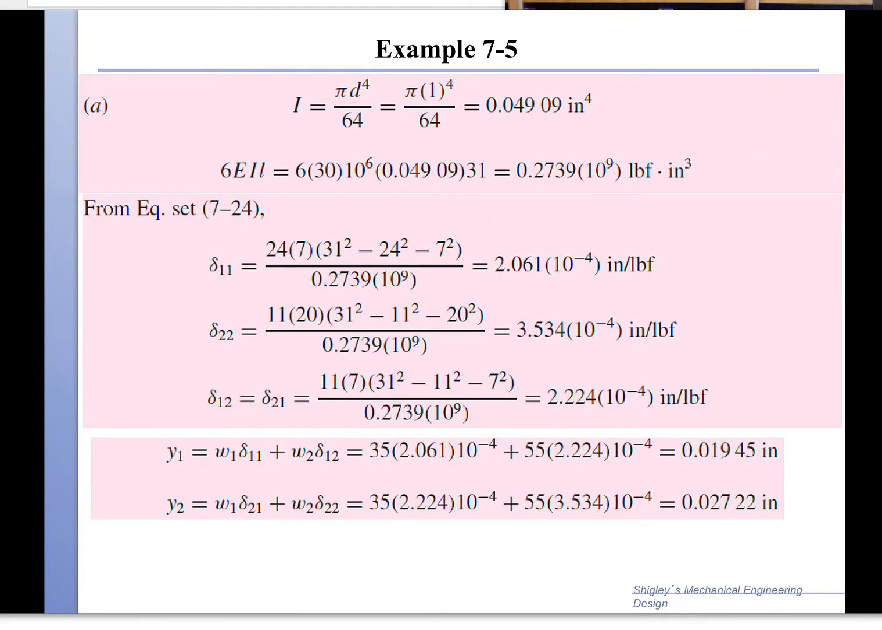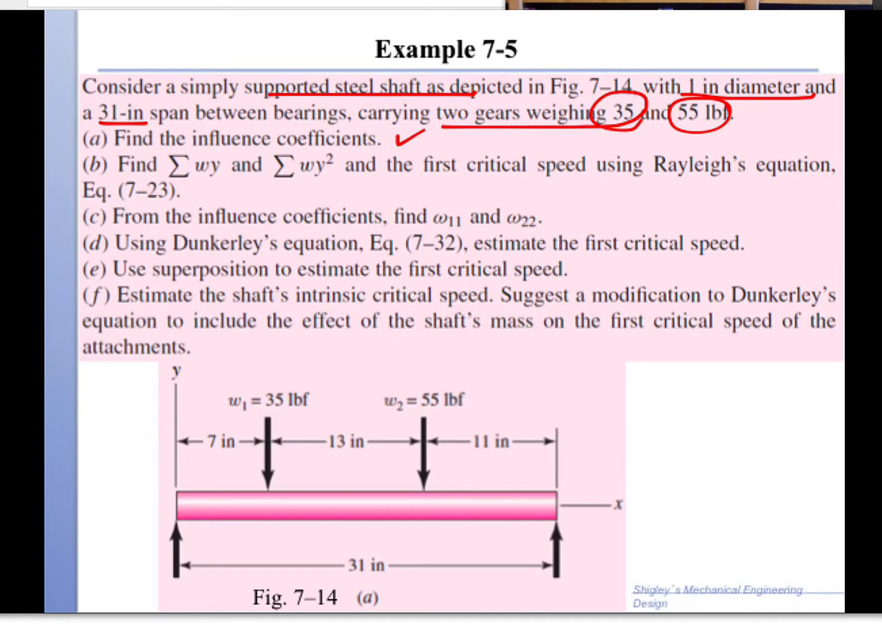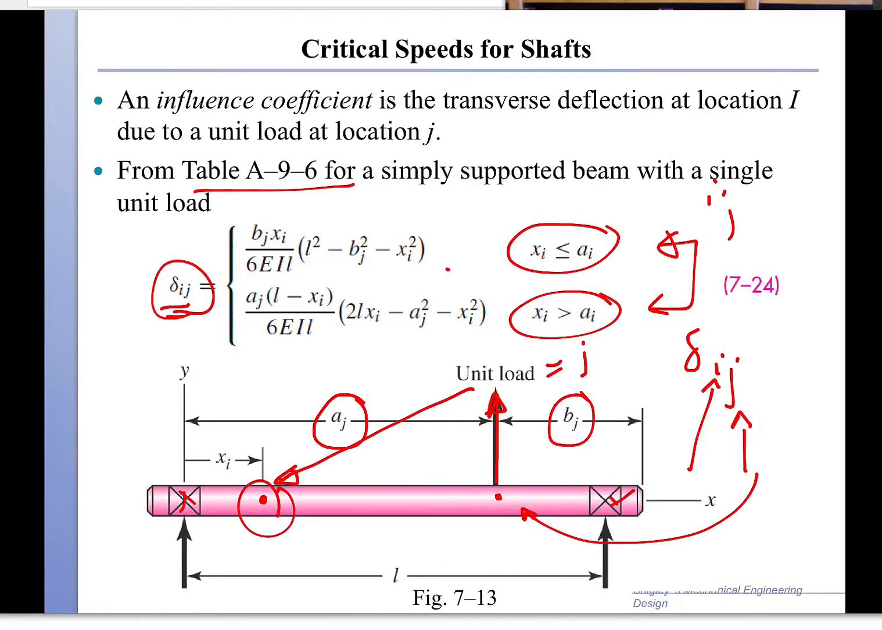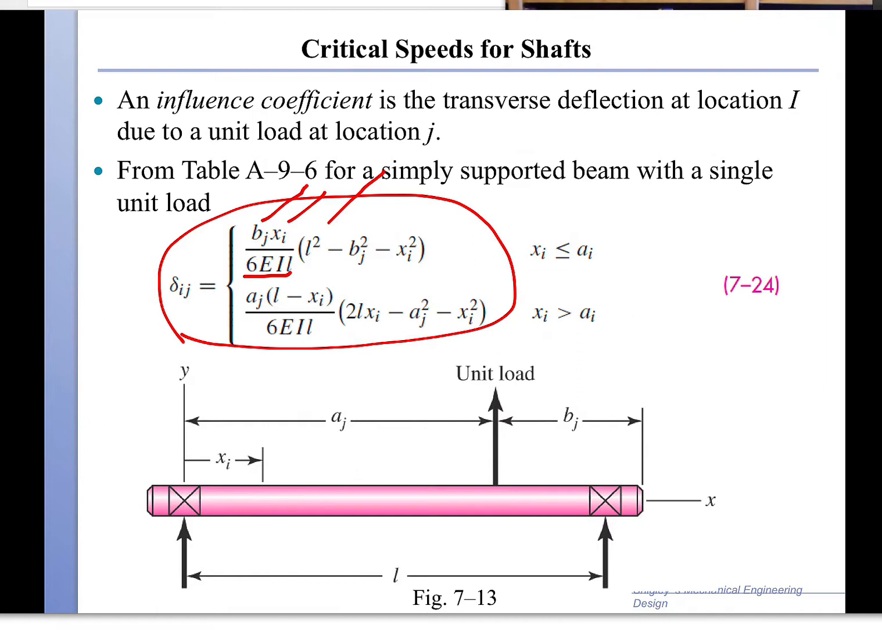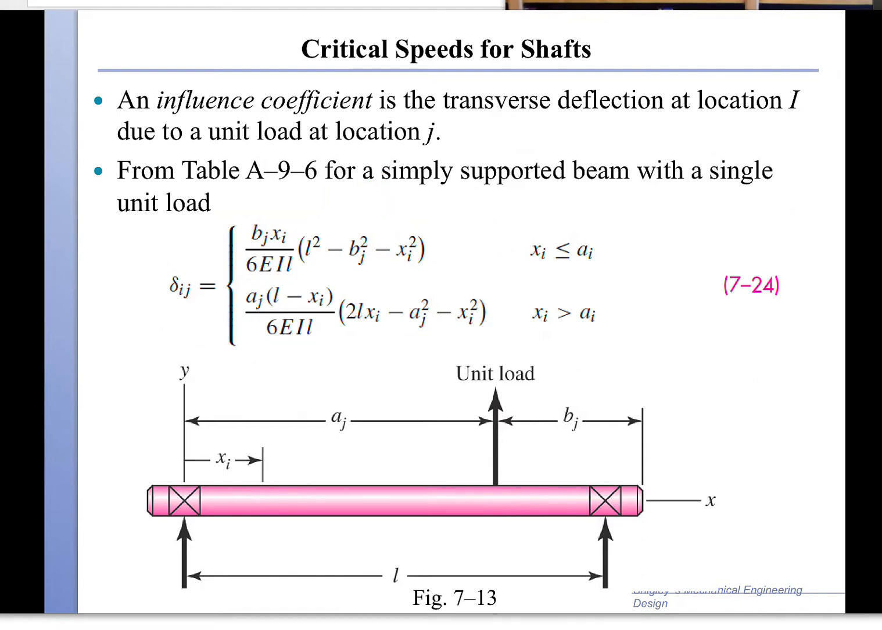In order for us to find the influence coefficients, we have to find the moment of area, and we have to find E times I multiplied by L, 6L. Then we get this number. Just to remind you, the influence coefficients for a shaft are given by delta ij from here. You can see 6EIL, and then these are locations. B is a location, X is a location, L is the length of the shaft.